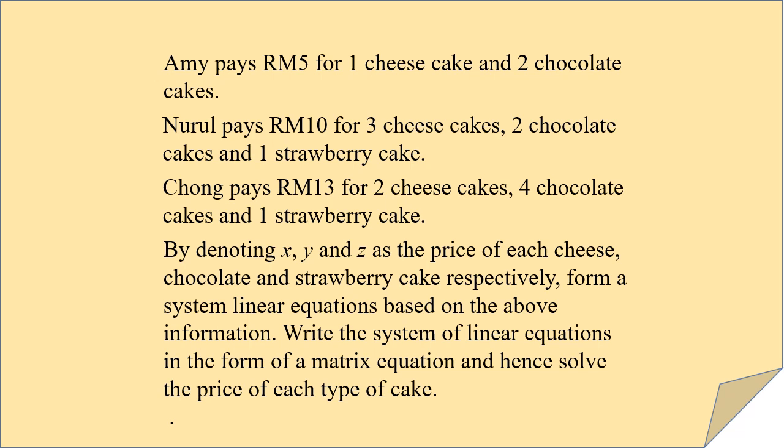By denoting x, y, and z as the price of each cheese, chocolate, and strawberry cake respectively, form a system of linear equations based on the above information. Write the system of linear equations in the form of a matrix equation and hence solve the price of each type of cake. What the question asks you is to form a system of linear equations first, write it as a matrix equation, and then solve the price. So what we want to find is the price, which is to solve for x, y, z. So let's do question A first.